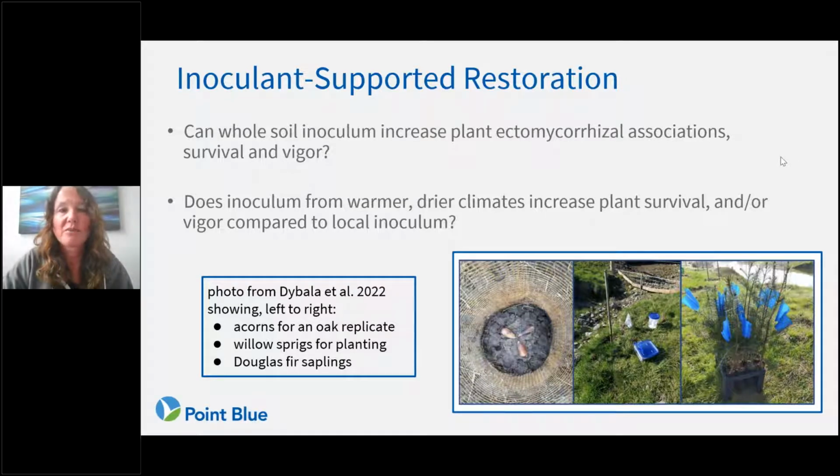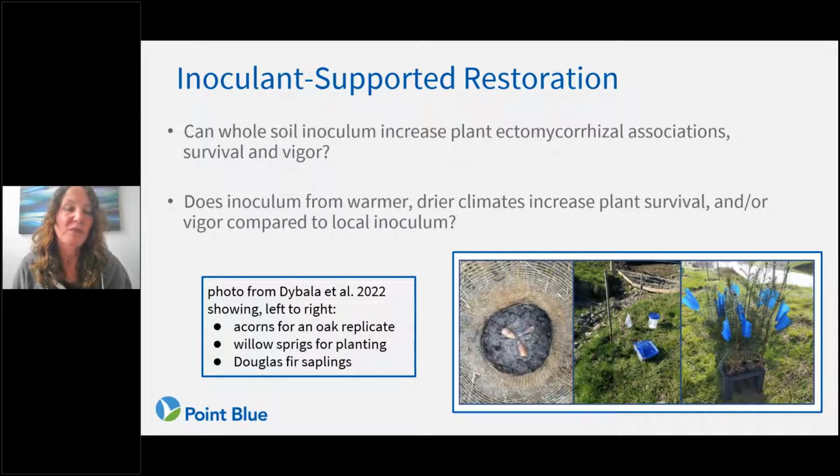And our second question was, related to adaptation, does that soil inoculum, if it's sourced from warmer, drier climates, like the kind we anticipate seeing in the future, does that increase plant survival and vigor compared to inoculum sourced from local sources? And so we chose 3 species to test this technique on.